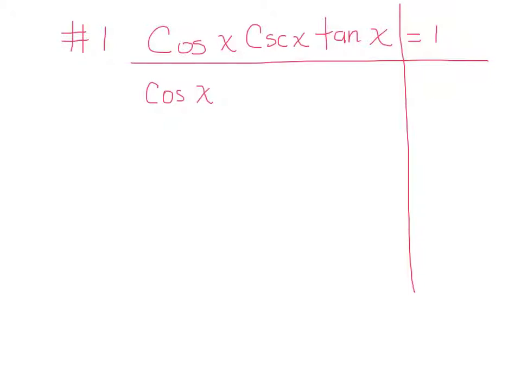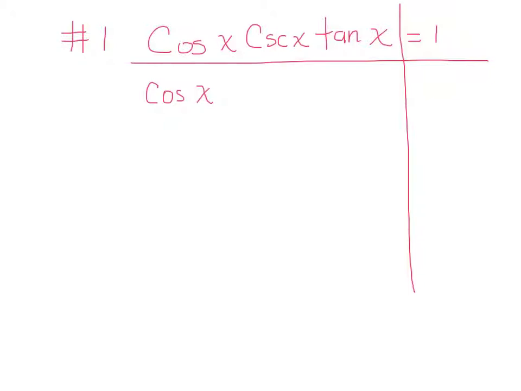What's cosecant? Cosecant is 1 over cosine, or no, cosecant is sine. So it's 1 over sine. Yeah. So the first one is cosine, the second one is 1 over sine. So cosine, sine, can we rewrite tangent in terms of sine and cosine? What is tangent? Sine over cosine.